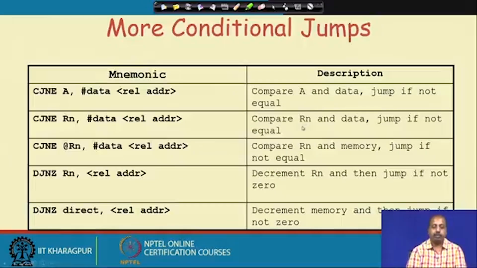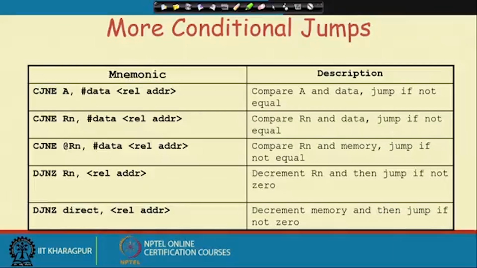More conditional jump instructions, we can have CJNE A data relative address. So, that we have seen. Then CJNE RN. So, we can compare this register with some data and then jump to relative address. Then we have got CJNE memory address like R0 and R1, they can be specified @RN data relative address. Then DJNZ decrement RN and jump on not 0. So, this is again another complex instruction, DJNZ decrement and jump on not 0.